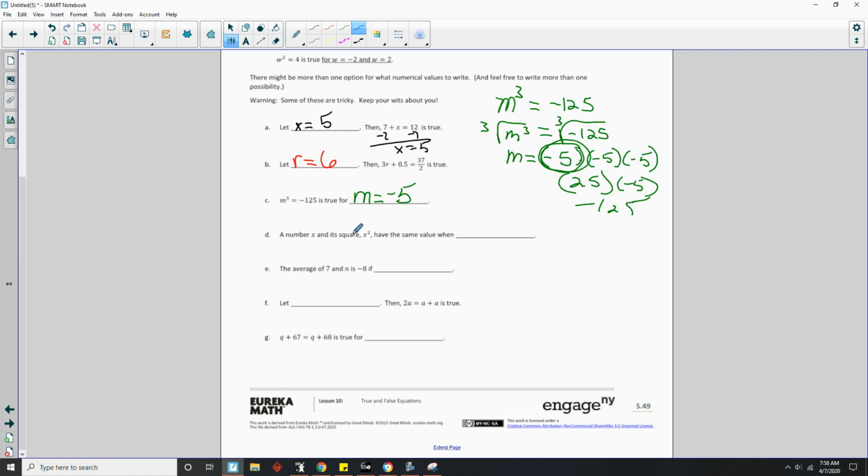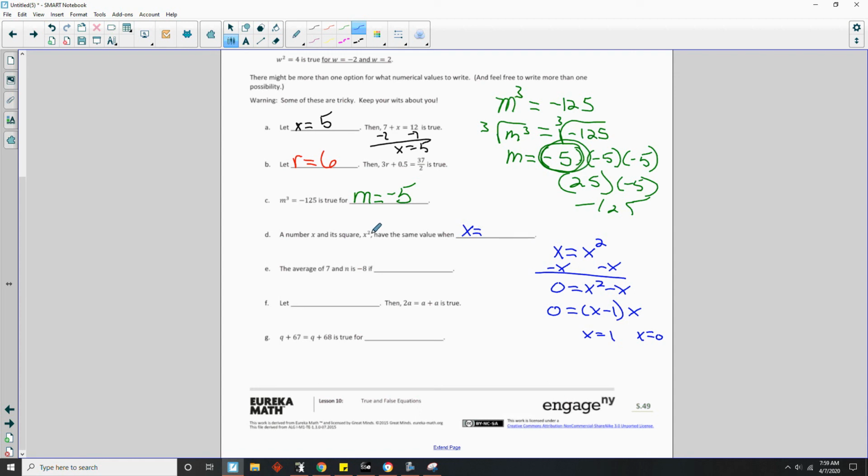A number x and its square, x squared, have the same value when x equals, so when we square something and it's equal to itself, in other words, x equals x squared is true when what numbers? There are two different ways we can do this. If I subtract x from both sides, I get 0 equals x squared minus x. And then factor that, that'd be x minus 1 times x. So x times x is x squared, x times 1 is x. And then set each of these equal to 0, well, x would equal 0 here, and x would equal 1 here.